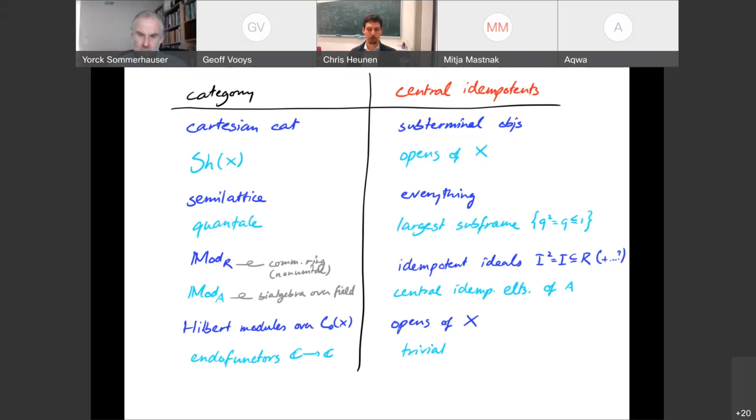If you start with modules over a ring, you get idempotent ideals and maybe some other stuff if your ring is not nice enough. But specifically, if you start with modules over a bialgebra A over a field, you get exactly the central idempotent elements of A. And if you start with Hilbert modules over C0 X, you again get opens of X. So in all these cases, there's definitely something topological going on in the right-hand side. That's what I want to point out here.